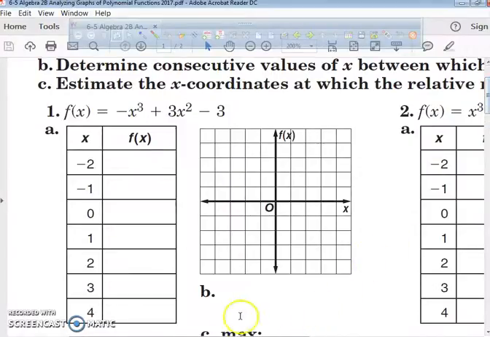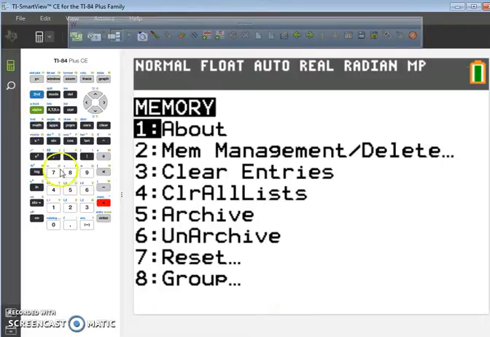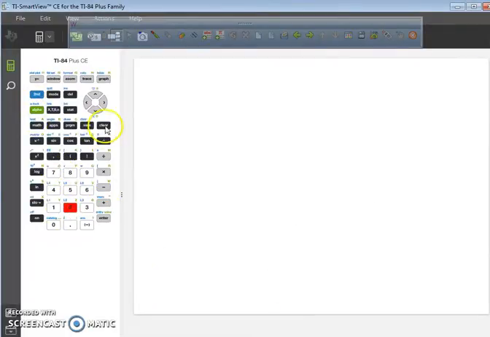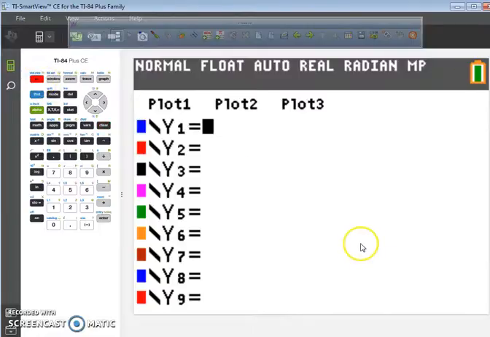By the way, your calculator might need to be reset, so you might need to hit second plus 7, 1, 2, because we've been working with sine and cosine waves in my other class, and your graphs are going to be messed up. Right now, hit y equals.